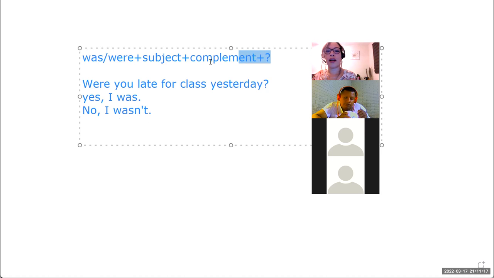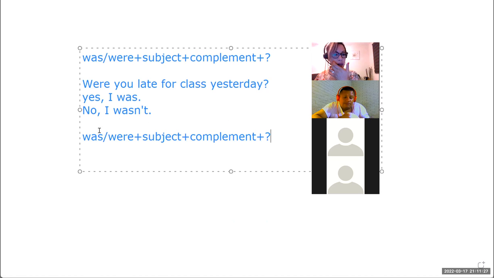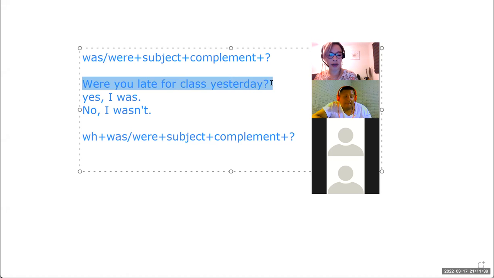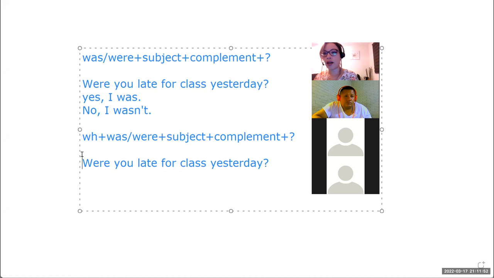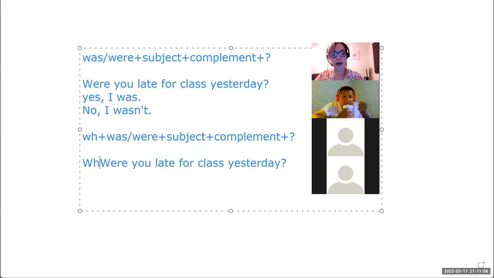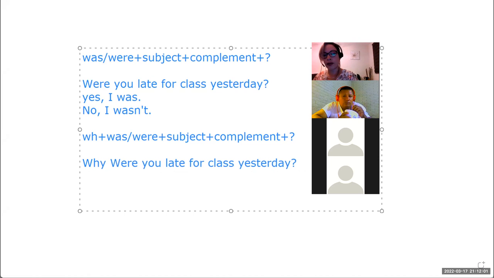Ahora, si yo quiero hacer una WH question, una WH question no la puedo contestar con sí o con no. La estructura es la misma, solamente que al principio yo tengo que poner una WH word. Okay. Usando esta misma pregunta, were you late for class yesterday? Esa era la yes no question, preguntándole, ¿llegaste tarde? ¿O estuviste tarde para la clase ayer? Ahora yo quiero saber la razón. ¿Cuál es la WH word para preguntar la razón, el por qué? Why. Entonces solo agrego why aquí. Why were you late for class yesterday?